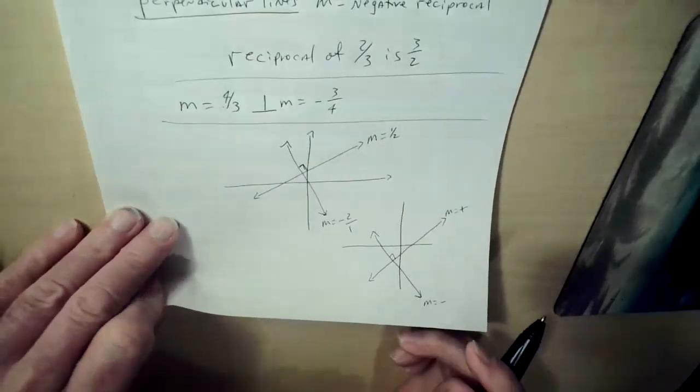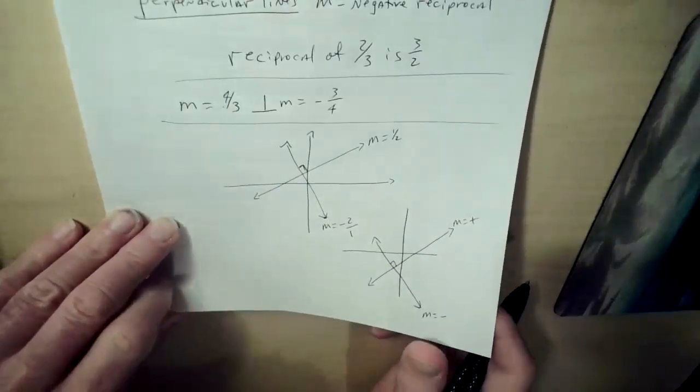There's always an exception. Anybody know what the exception is? You have a zero slope and no slope. They will be perpendicular, but the one will not be positive and the other one won't be negative. That's the only exception.